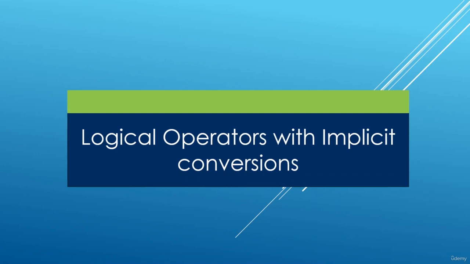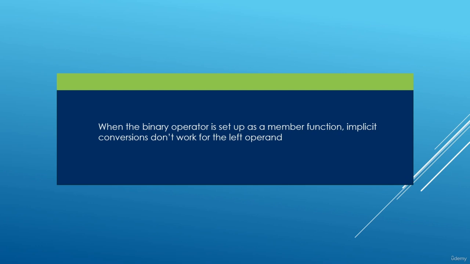In this lecture, we're going to explore some things you need to be aware of if you want implicit conversion support for your logical operators. One thing I want to remind you of is something we said in the last chapter. When a binary operator is set up as a member function, implicit conversions are not going to work for the left operand. Because if you remember, the left operand is the current object on which you are calling the operator function. So implicit conversions can't really work there.